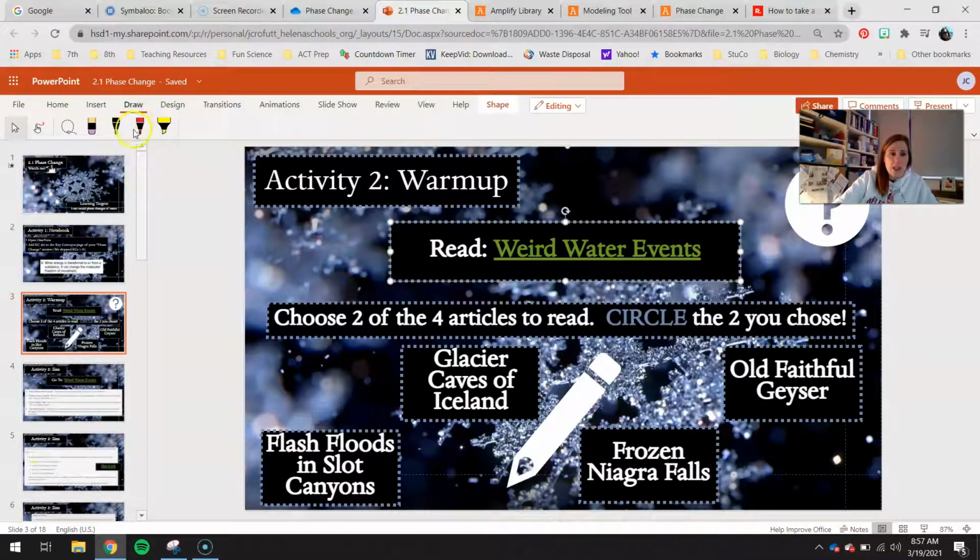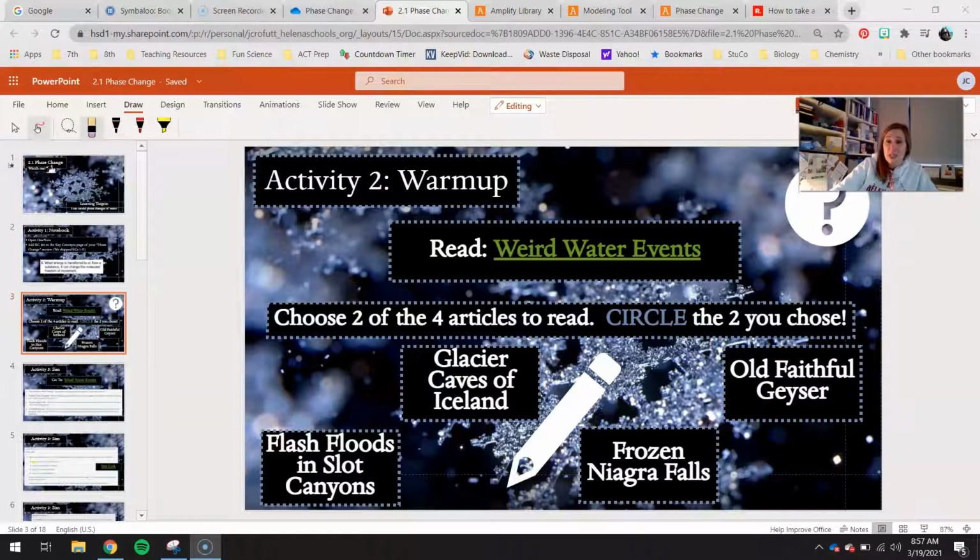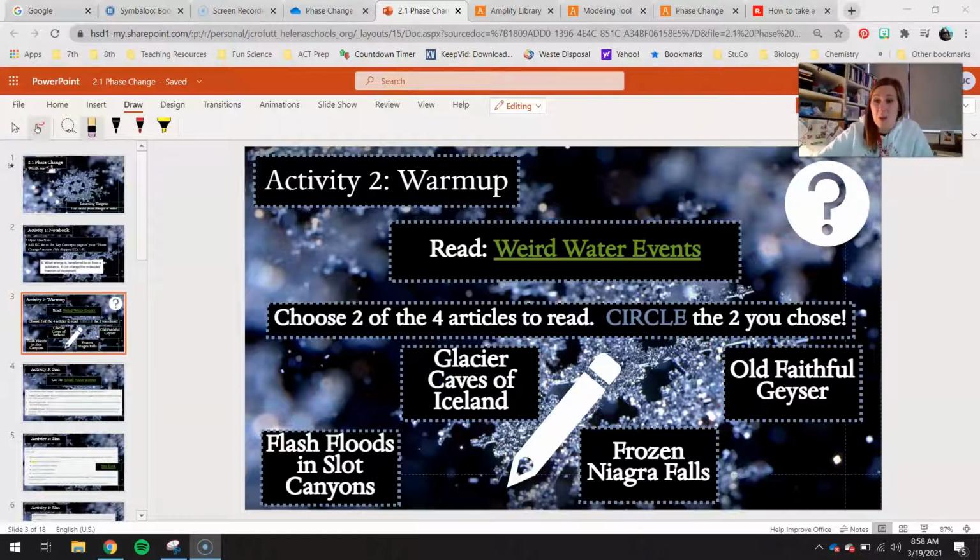And then you'll come in here, use your draw tool, and circle which 2 you chose to read. Remember that Amplify will read those to you if you select that option, so you can just listen to those 2 articles as well. If you aren't circling anything here, you're indicating to me that you didn't really do your job on this page, and I can assume that you probably didn't read either.